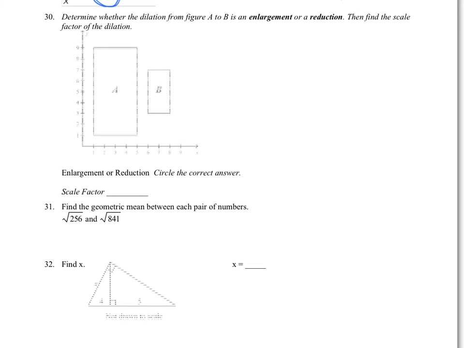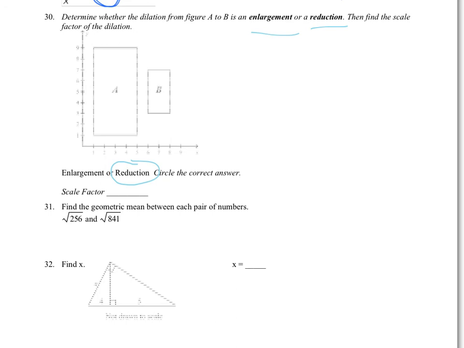Determine whether the dilation from A to B is enlargement or reduction. Now, from A to B, does it get bigger? If it gets bigger, then it's enlargement. If it gets smaller, it's reduction. Definitely from A to B it gets smaller, so reduction would be our answer.